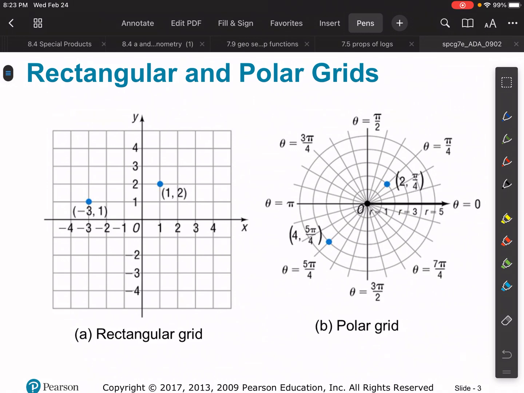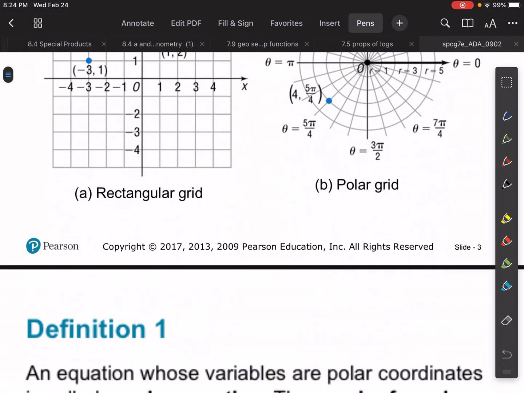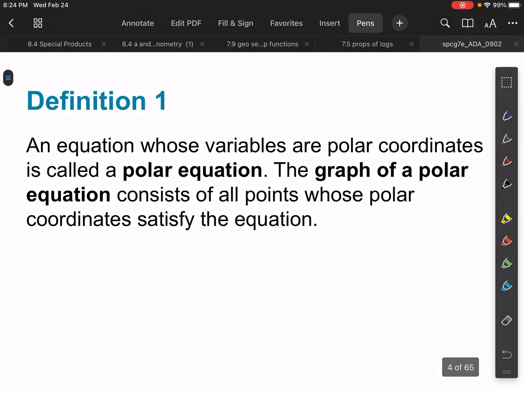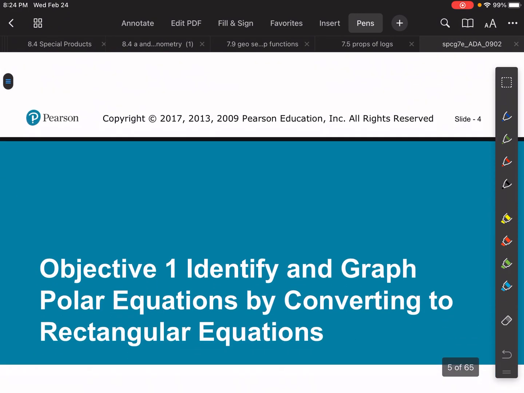So just to remind you guys that a rectangular grid is the typical graph that we know. But with the polar grid, we have various angles that go around circles. So these are like concentric circles that are going out, and each concentric circle is a unit of 1. So definition 1 says an equation whose variables are polar coordinates is called a polar equation. We've talked about that. The graph of a polar equation consists of all points whose polar coordinates satisfy the equation.